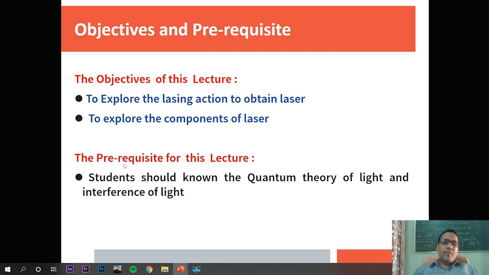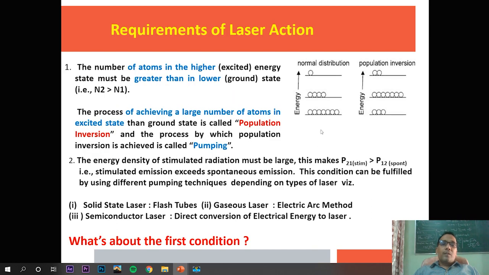And the prerequisite for this lecture, I expect from my students that they should have basic knowledge of the quantum theory of light, as well as some phenomena related to light, that is interference. Now the requirement of lasing action, we have also discussed in the last lectures. Then we have two basic requirements of lasing action.